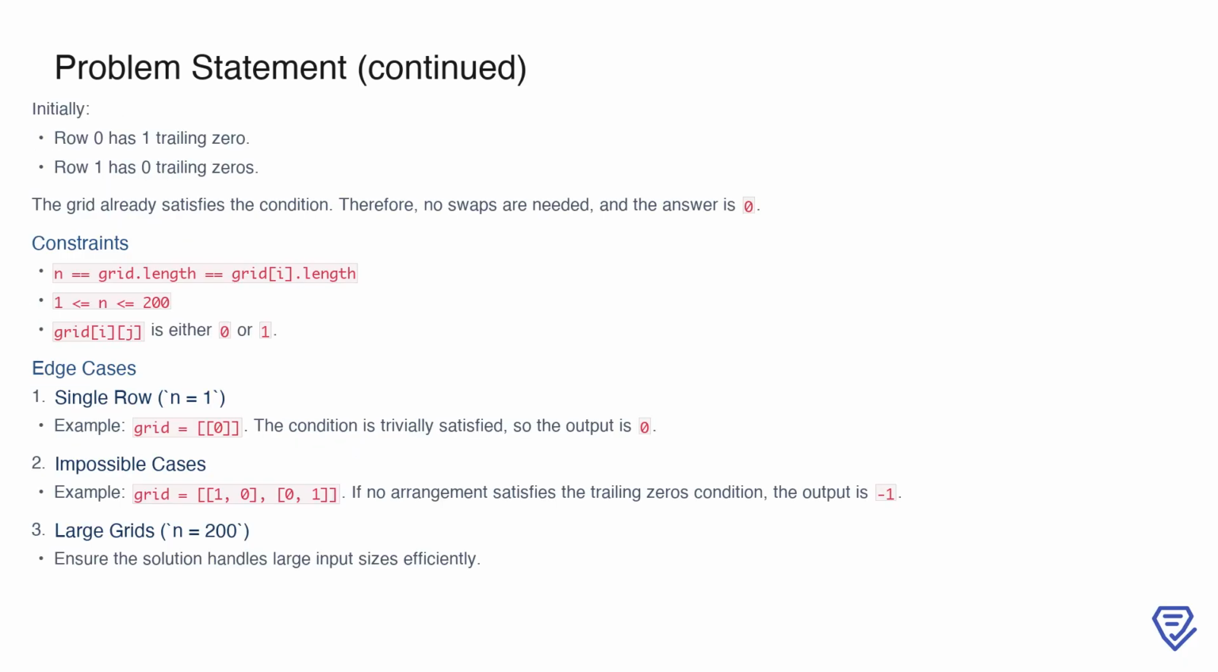To summarize the reasoning for this example, row 0 starts with 1 trailing zero, and row 1 starts with 0 trailing zeros. These values already satisfy the condition that row 0 must have at least 1 trailing zero and row 1 must have at least 0 trailing zeros. As the grid is already in the correct order, there's no need to perform any swaps, so the output remains 0. This highlights that not all grids require rearrangement.